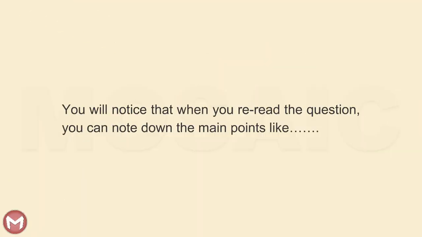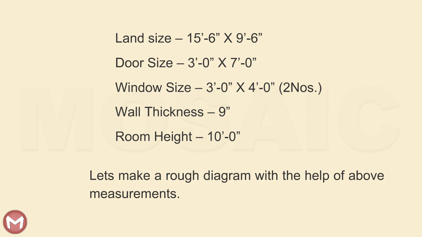You will notice that when you reread the question, you can note down the main points like: land size is 15 feet 6 inches by 9 feet 6 inches. Door size is 3 feet 0 inches by 7 feet 0 inches. The 2 windows measure 3 feet 0 inches by 4 feet 0 inches. Wall thickness is 9 inches. Room height is 10 feet 0 inches. Let's make a rough diagram with the help of above measurements.